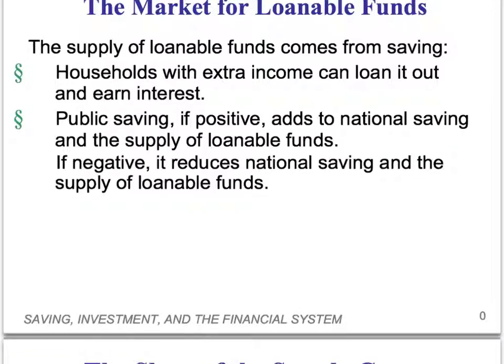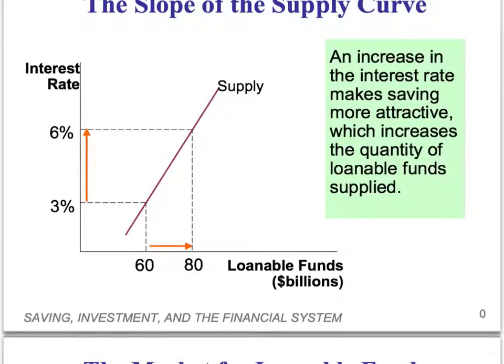And here's some more identities. The savings come from households having extra income. Public savings, if it's positive, there is a supply of loanable funds. If public saving is negative, then that shrinks the supply of loanable funds. And most of that should be fairly common sense. So here's what it looks like. Notice the axes. This is the interest rate. And all of this should be fairly common sense. When the interest rate goes up, people will find a way to sacrifice the money they have and to add it to the loanable funds market.